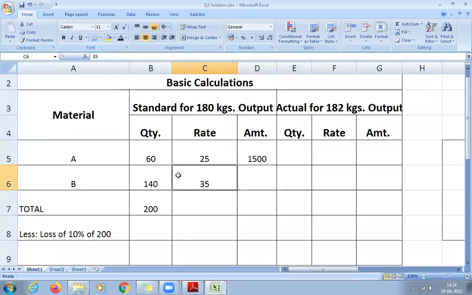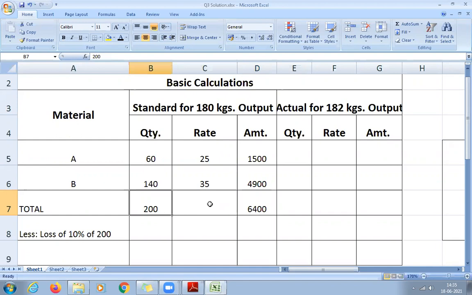Next, B, you calculate 140 into 35. 4,900. Yeah, now you calculate total. 6,400. Got it?